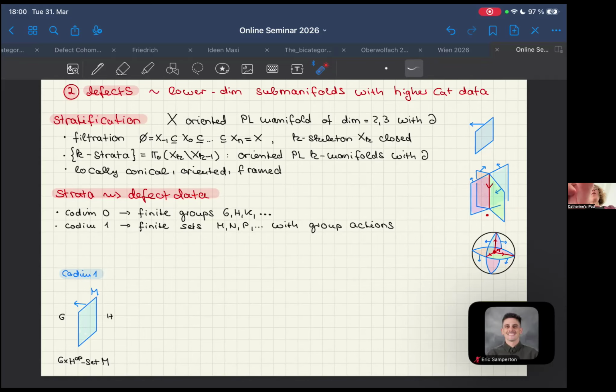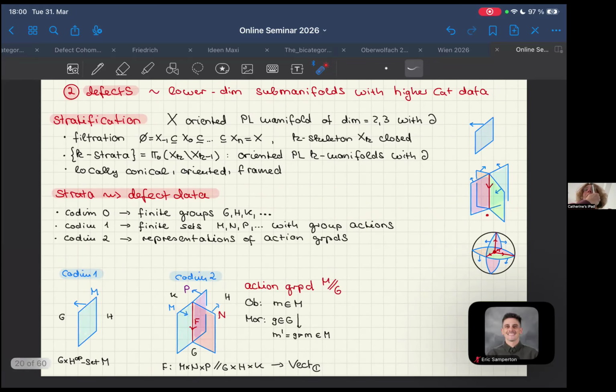Okay. So now what to do in codimension 2? To a codimension 2 stratum, like this red line here, we associate a representation of an action groupoid. So first, what is an action groupoid? An action groupoid you get when you have a group G acting on some set M. The objects of these groupoids are the elements of the set. And the morphisms are group elements, and they are viewed as morphisms from m to the image of m under the group action. This you can construct in full generality for a group action on a set.